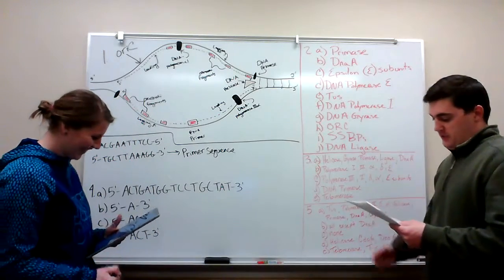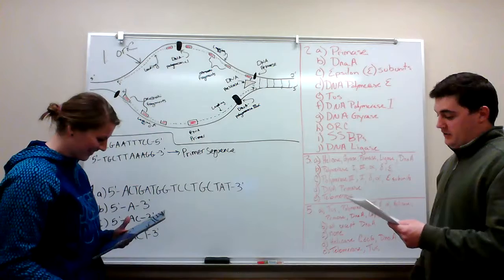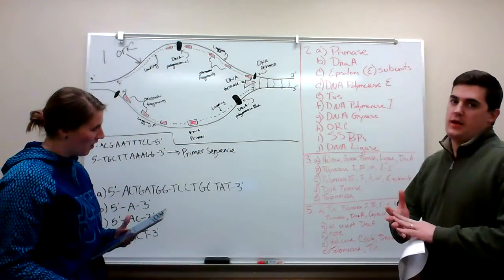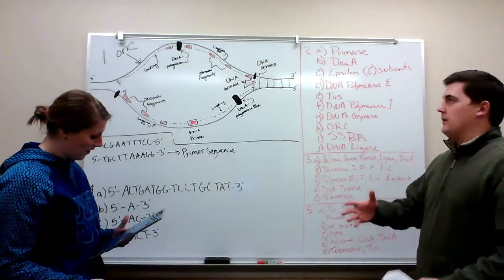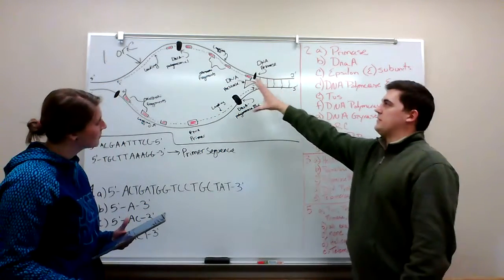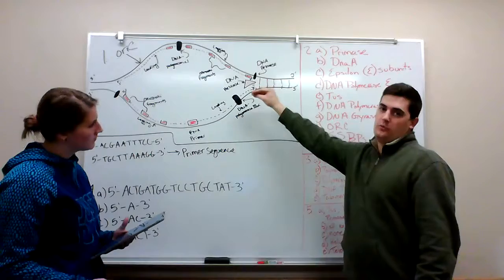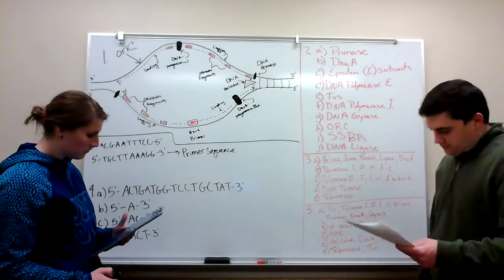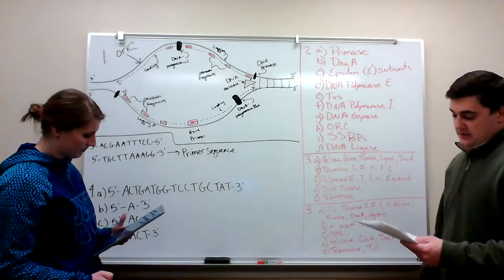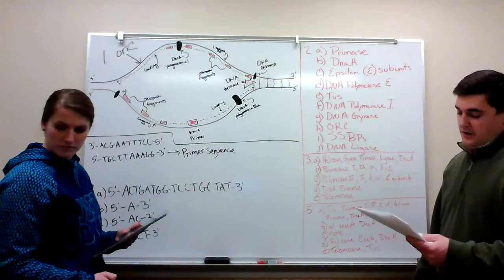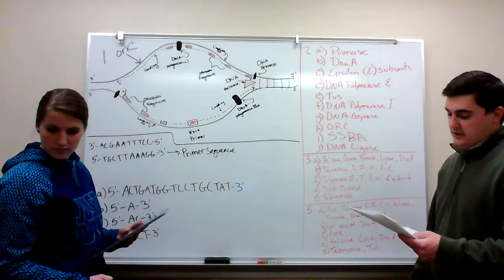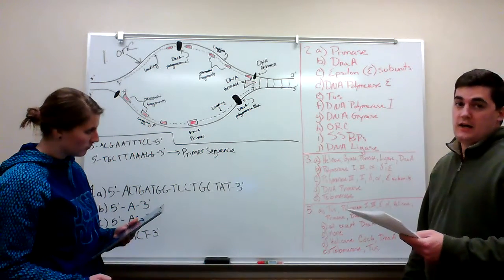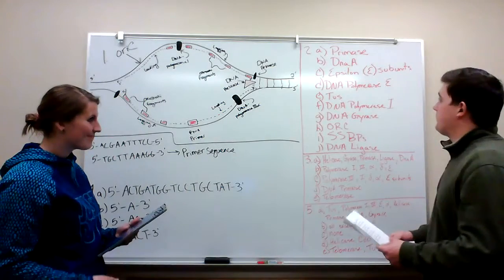For I, this protein prevents DNA strands from annealing during replication. Annealing is basically having them come back together, so if this is separated, we don't want that to close back up. That would be the SSBPs. For J, this enzyme seals Okazaki fragments into a continuous strand of DNA, and that would be DNA ligase. So that's what we got for 2.